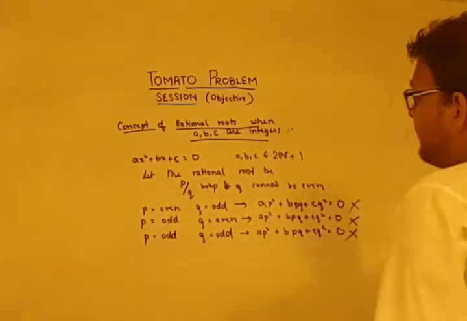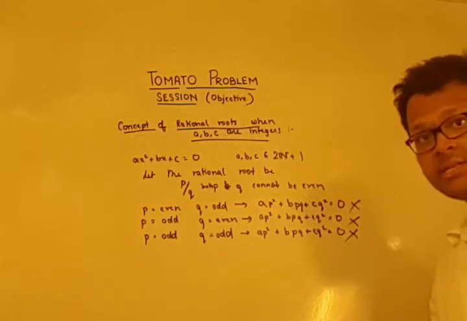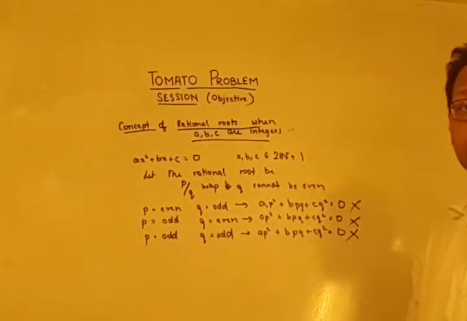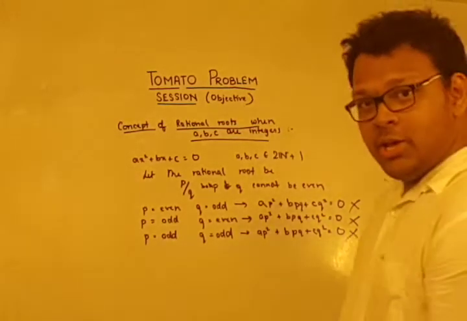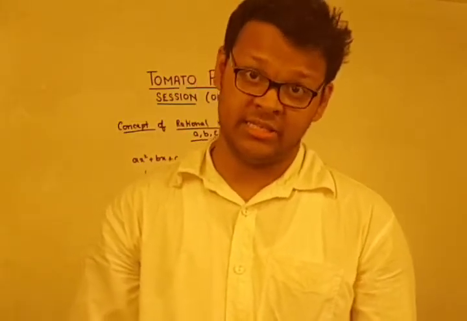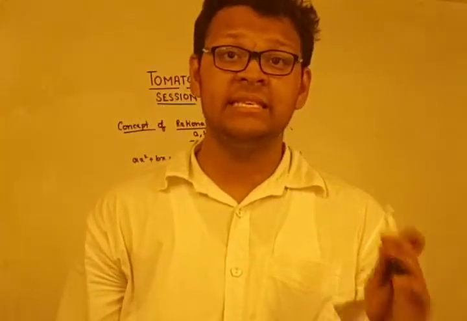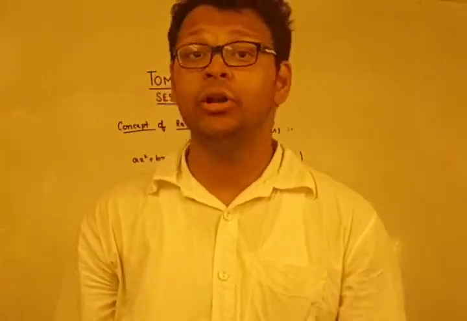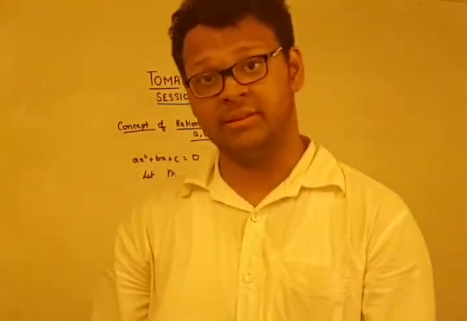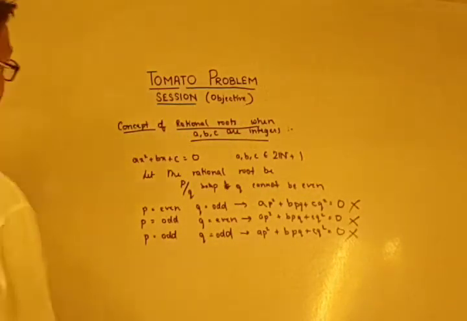So we see that if A, B, C are all odd numbers, then there does not exist any rational roots, and the proof is this. If A, B, C are odd integers, this is the main practical concept of finding rational roots: there cannot be any rational root. This is the most exploited theorem, I must say. Now I'll use this theorem to solve the problem.